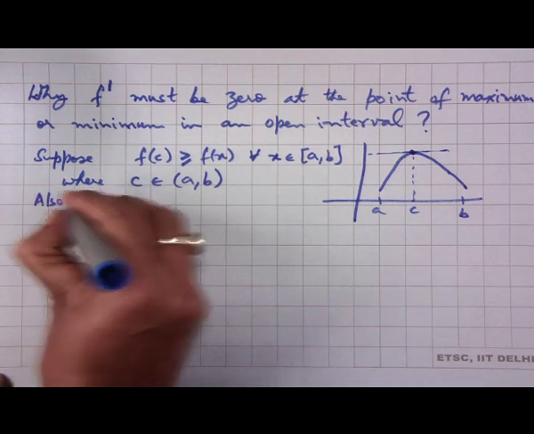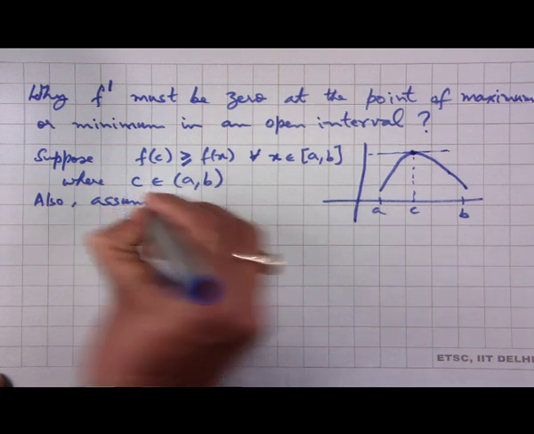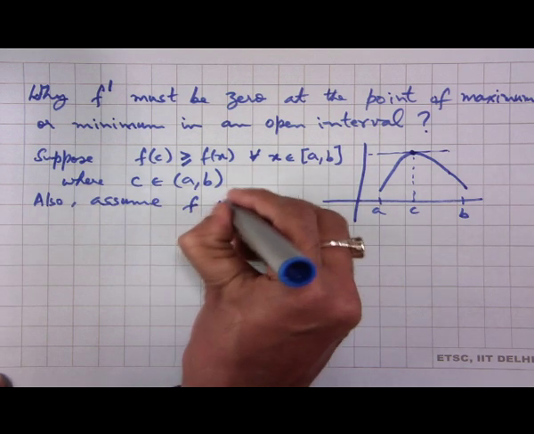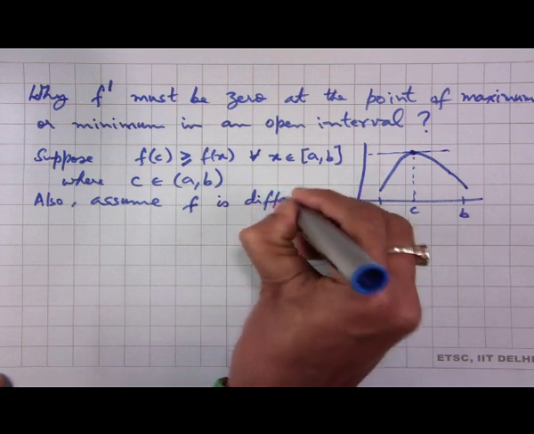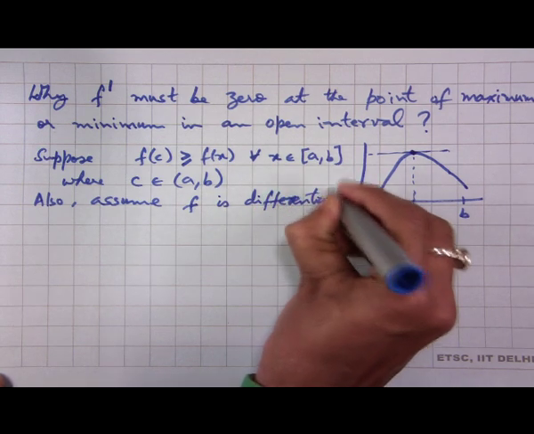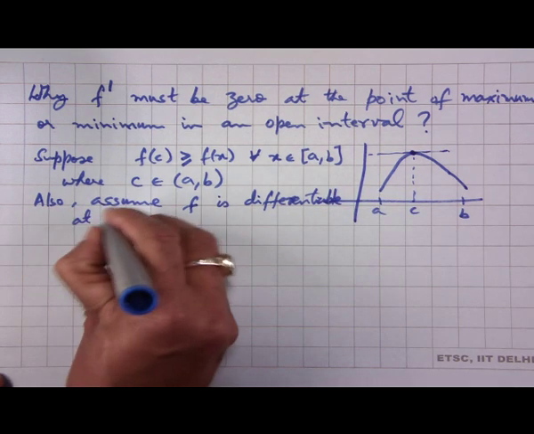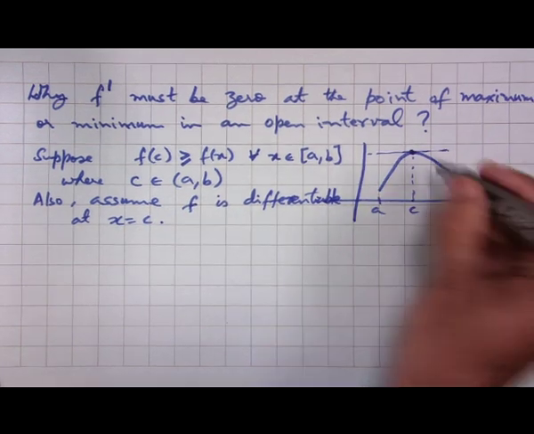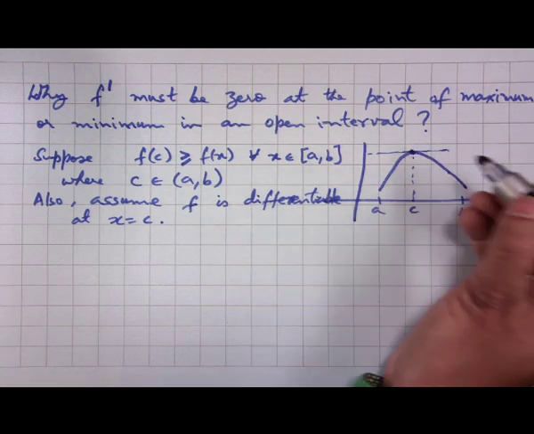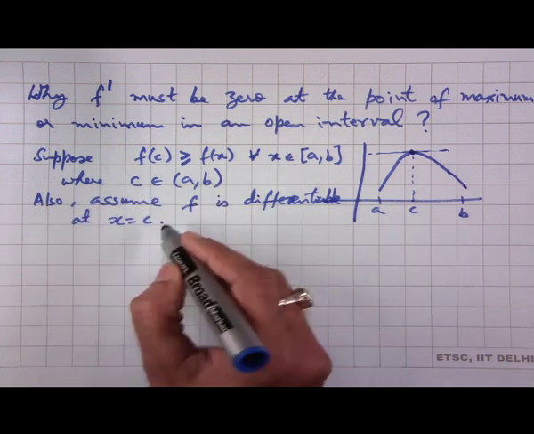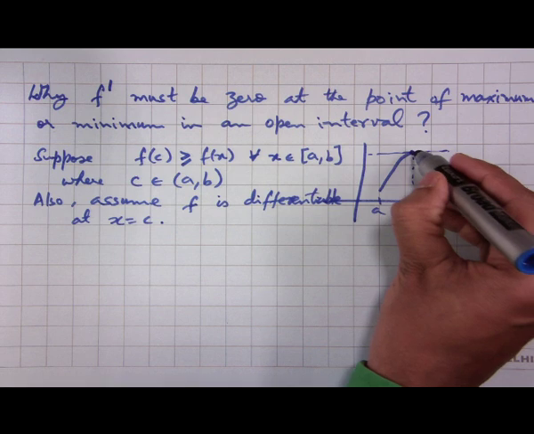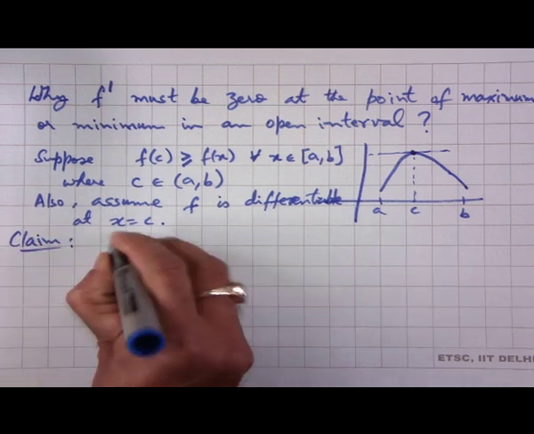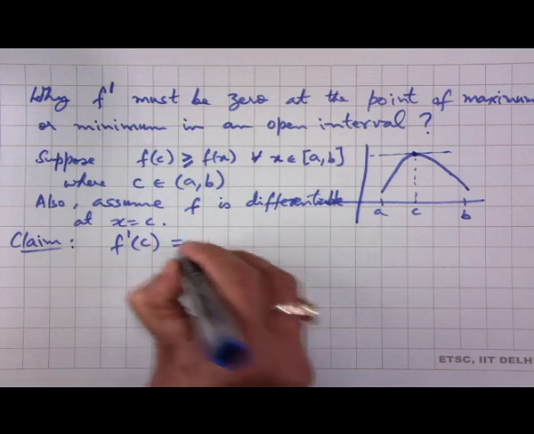Also assume that f is differentiable at x equal to c. If it is not differentiable, then we might have that the maximum is attained there and f prime c does not exist. So, here we are assuming that it is differentiable here, then the claim is f prime of c must be equal to 0.